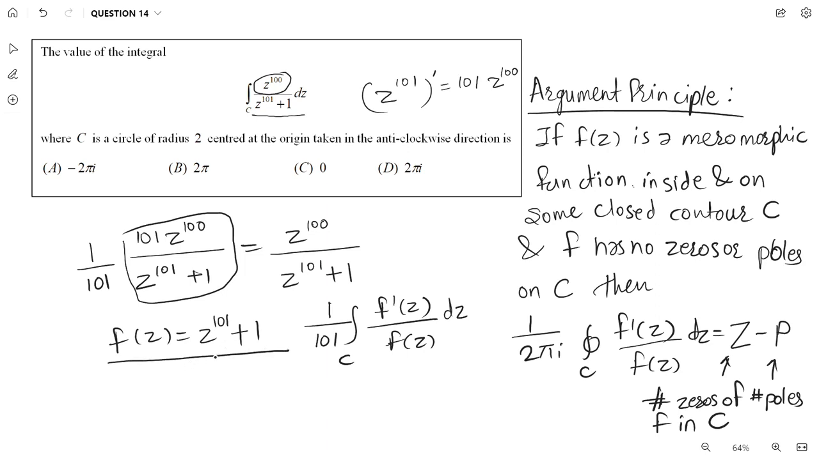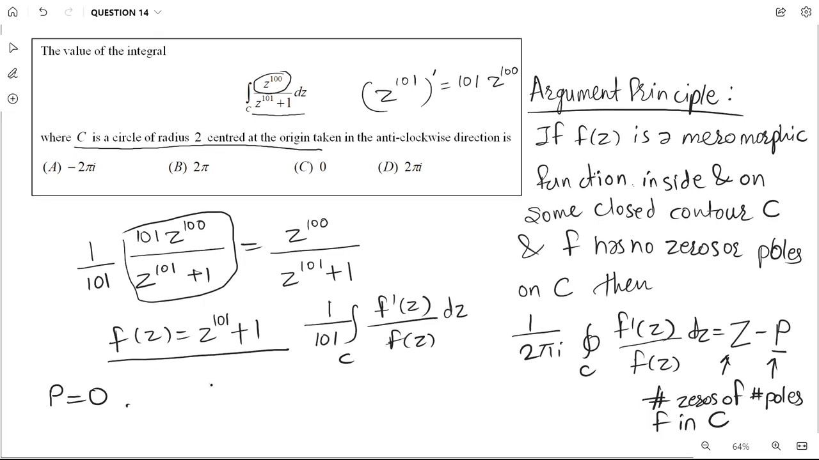So clearly this function is analytic everywhere on the complex plane. So it will be analytic in this circle of radius 2 centered at the origin as well. Right. So we got P equal to 0, because it doesn't have any poles. Now let us find the number of zeros inside this C. To find the zeros of f of z, let f of z equal 0. This implies z power 101 plus 1 is equal to 0. So this implies z power 101 is equal to minus 1.